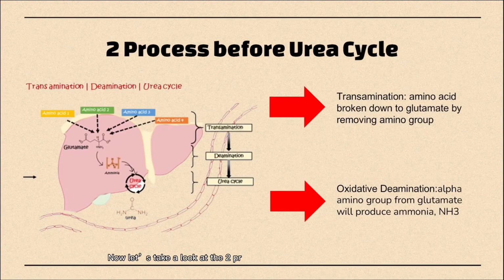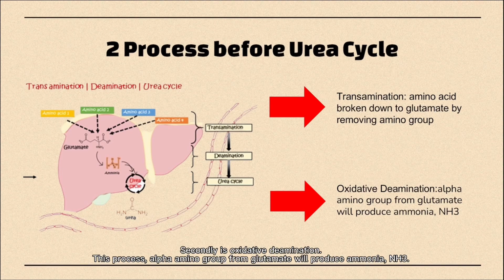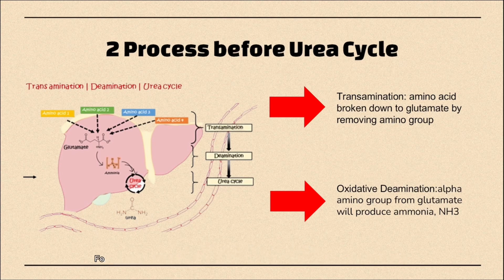Now let's take a look at the 2 processes before the urea cycle takes place. First is transamination, where amino acids are broken down to glutamate by removing the amino group. Secondly is oxidative deamination. In this process, the alpha amino group from glutamate will produce ammonia, NH3. For an overview, ammonia will be converted to urea in the liver and eliminated by the kidney.